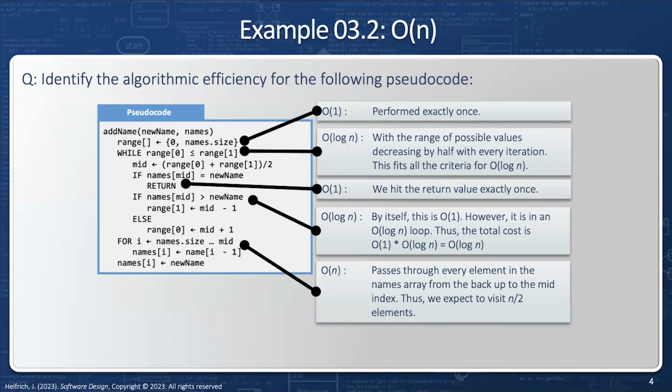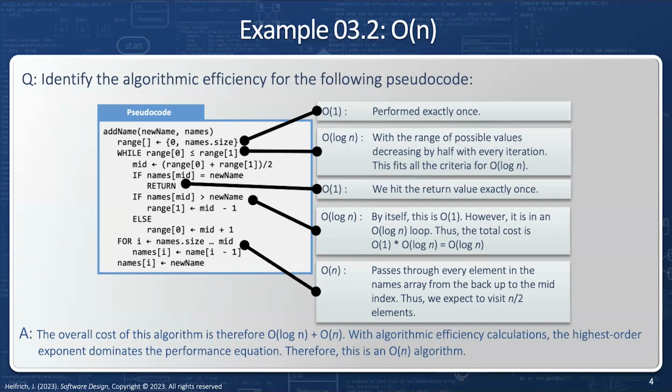At the end here, we're going to loop through every element in the list. Since there are n elements, this is going to be O(n). In other words, if I double the size of the list, this is going to take twice as long. In order to determine the overall efficiency, I have to take the largest exponent for each of the different lines of code. So I have O(1), O(log n), O(log n), and O(n). Since O(n) is much bigger than the other ones, the overall efficiency of this algorithm is O(n).